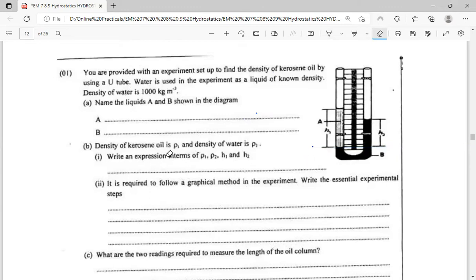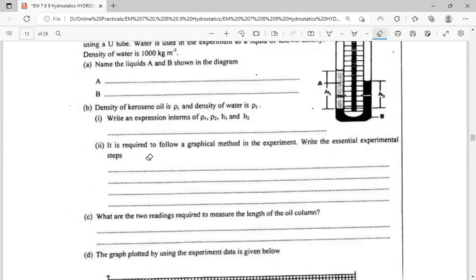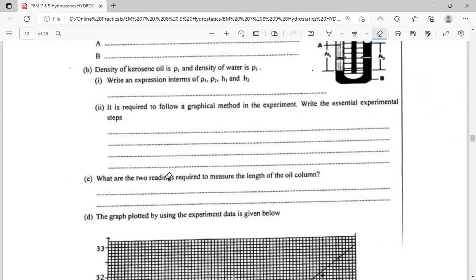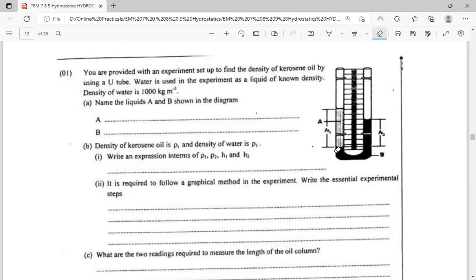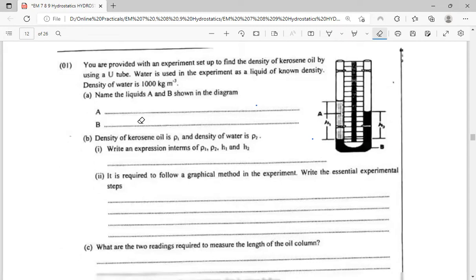The density of kerosene is ρ1, and the density of water is ρ2. Write an expression in terms of ρ1, ρ2, H1, H2. H1 ρ1 equals H2 ρ2. Here you have to obtain the y equals mx format. What are the two readings that we have to take? The first reading is the position of the common interface. The second readings are the upper meniscus positions of both the water and liquid columns.